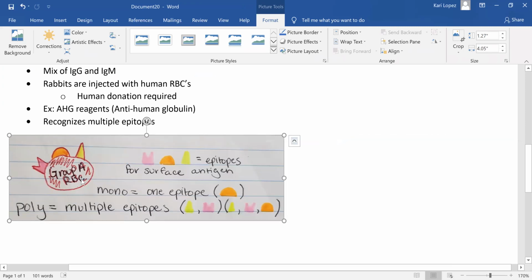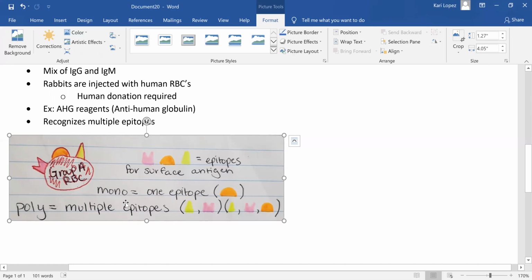So here you've got your red cell. And this, I just made it a group A red blood cell. It doesn't really matter which kind it is. And over here, you've got one epitope. So that's a special epitope. And then this is a special epitope. And then this is another special epitope, for example, for one group A red cell. So these are the epitopes for surface antigen.